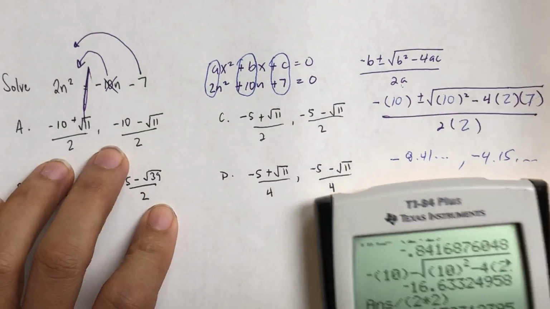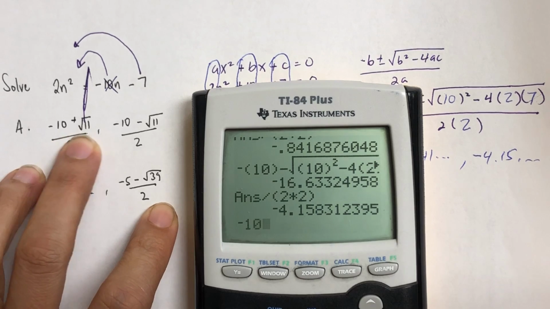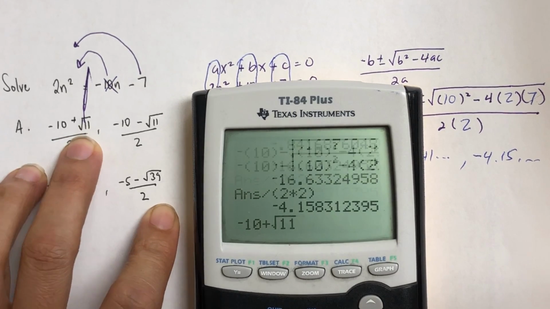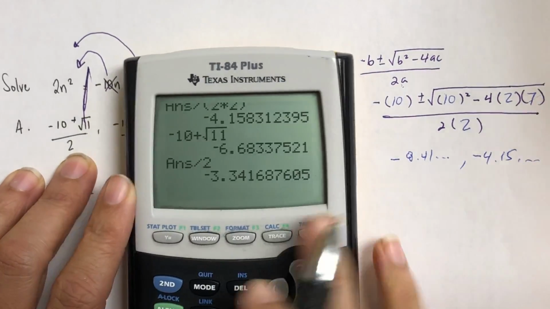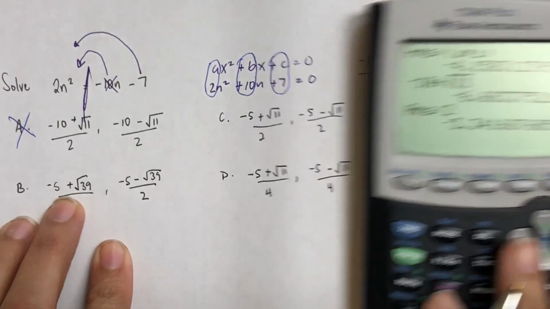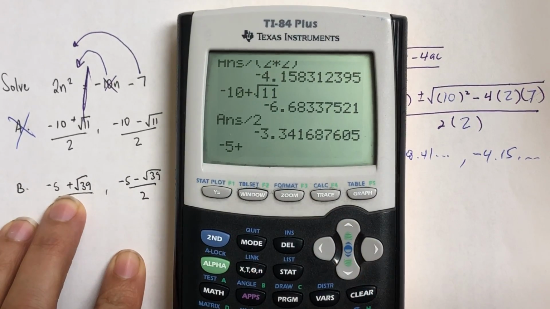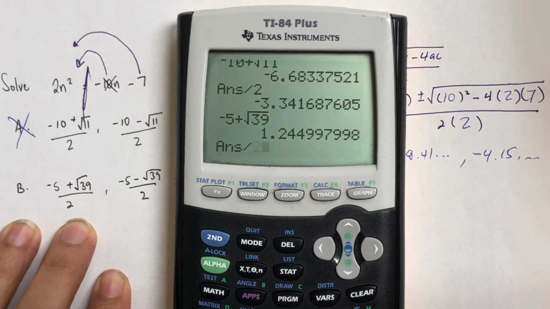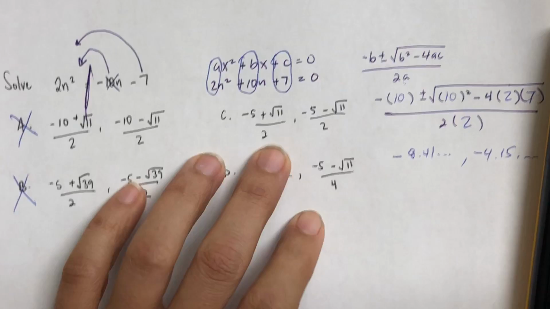So we're going to look at these answers, and we're trying to find this. So we have negative 10 plus the square root of 11, so the whole top, divided by the bottom, which is 2. Negative 3.4? No, so it's not A. All right, we'll try the next one. Negative 5 plus the square root of 39. That's the whole top, so press enter, divided by the whole bottom, which is 2. 0.62? Nope, so that's not it.